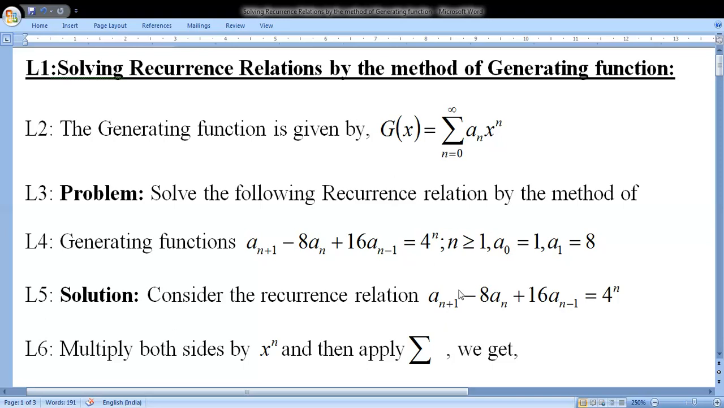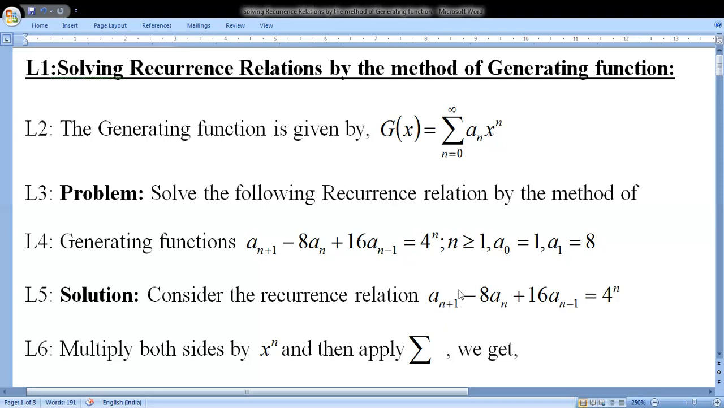The generating function is given by g(x) = sigma n equals 0 to infinity a_n x^n. On expansion, it will be a0 + a1x + a2x^2 + a3x^3, and so on. Now let us take a problem.